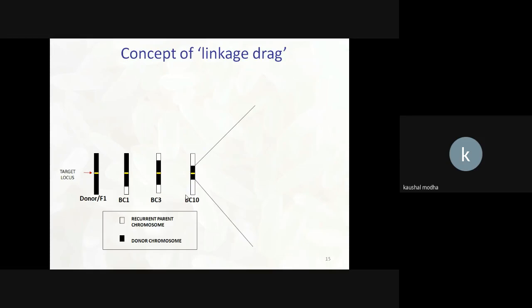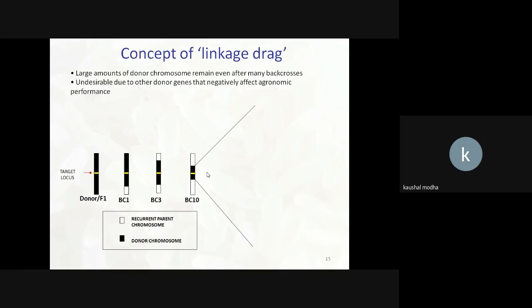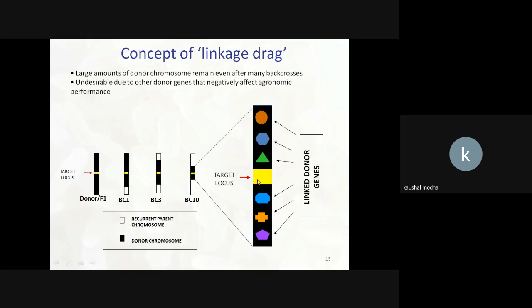Now the linkage drag. Linkage drag means undesirable genes which are tightly linked with the target locus. These are the undesirable genes. Even if you reach up to backcross 10 in a conventional backcrossing program, these genes cannot be removed because they are tightly linked. The tighter the linkage, the more backcrosses are required to eliminate this undesirable linkage.